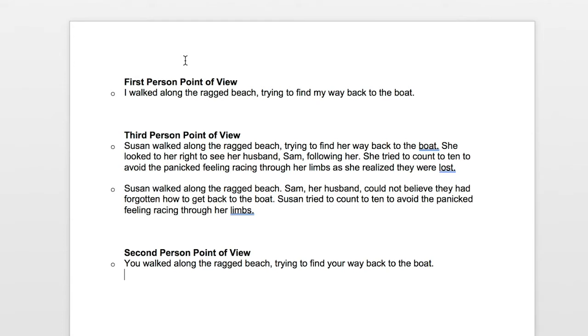So first person point of view, those are stories where the narrator is actively participating in the action of the story. So I, me, our, we, those are all the types of pronouns that you would use when you're writing in first person. So I walked along the ragged beach trying to find my way back to the boat. So if that sentence were to appear in a story, the narrator is the person walking. So the narrator is the character, the main character in the story.